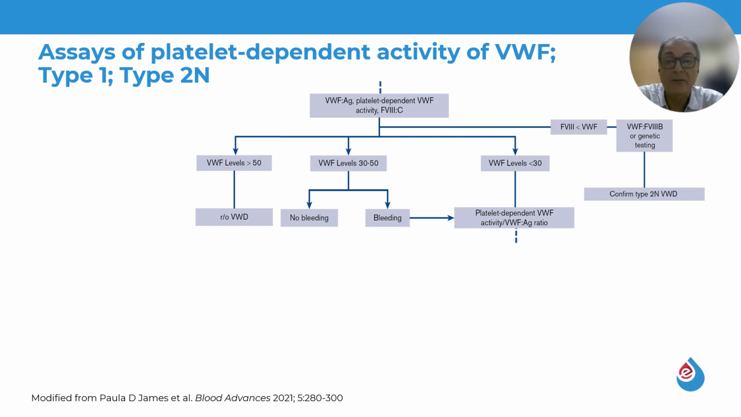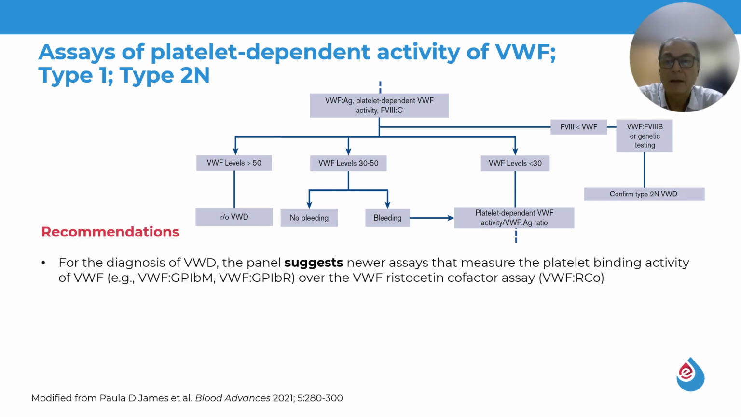Now we move to the second part of the algorithm. Specific blood testing for von Willebrand disease refers to the von Willebrand factor antigen, the platelet-dependent von Willebrand factor activity, and the factor VIII coagulant activity. For the diagnosis of von Willebrand disease, the panel suggests newer assays that measure the platelet binding activity of von Willebrand factor, like the von Willebrand factor GP1BM or the von Willebrand factor GP1BR, over the von Willebrand factor ristocetin cofactor assay. The panel remarks that the von Willebrand factor activity assays should be performed in a laboratory with appropriate expertise.